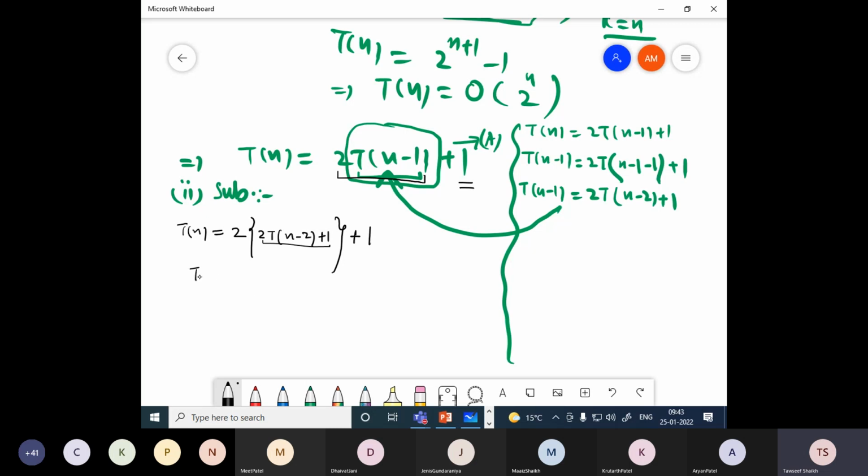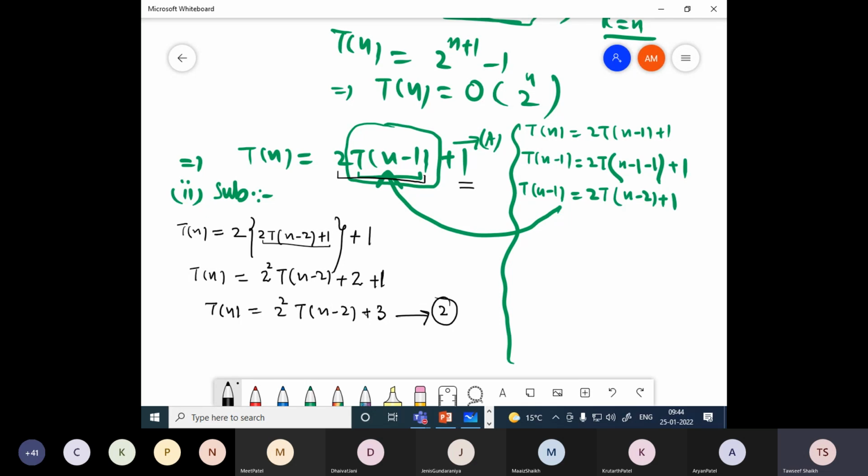So I can write t of n is equal to this 2 and 2 will get multiplied to each other. It will become 2 square. Then it will be t of n minus 2, and this 2 will be multiplied to this also, 2, plus 1. So this will be equal to t of n is equal to 2 square t of n minus 2 plus 3. And let me denote it by equation number 2.